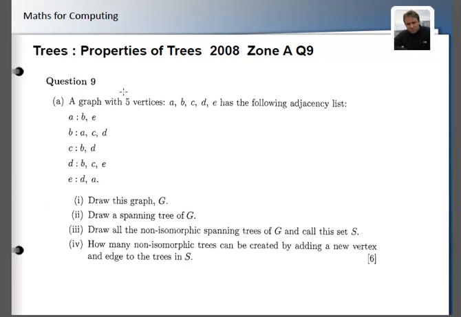This is a questionnaire. I'll stop here and start on the next question in the next one. Just draw this graph and draw a spanning tree of G, and this is the third part. Draw all the non-isomorphic spanning trees of G and call this set S. This is actually trickier than it looks. How many non-isomorphic trees can be created by adding a vertex and edge to the trees in S? That's quite a lot of work. So for the next exercise, I'll look at the first two and we will move on from that. This is just a quick get started on trees.